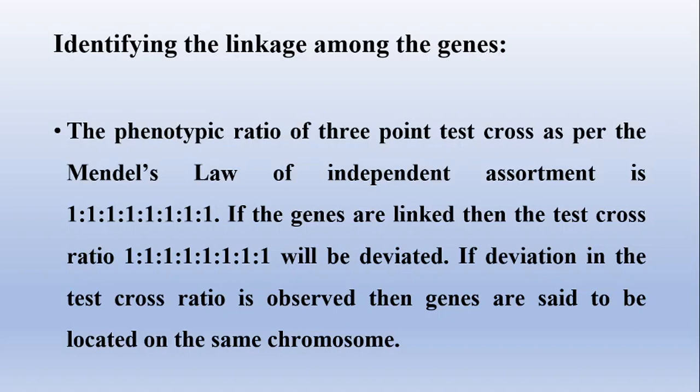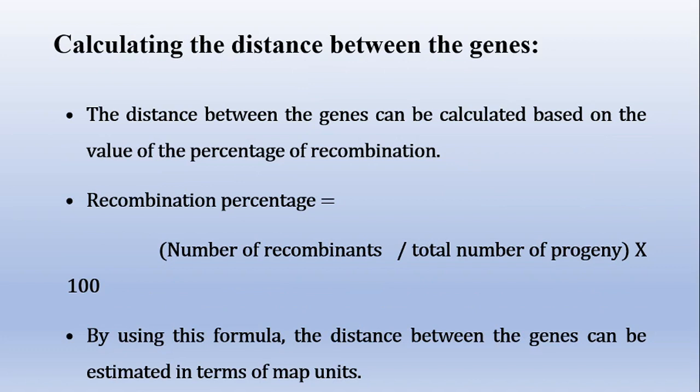If any deviation is observed in the test cross ratio of 3-point test cross, then we can say these genes are linked. So the deviation in normal Mendelian trihybrid test cross ratio gives the information about the linkage of the 3 genes. If we observe any deviation, then automatically we can calculate the distance among the genes.